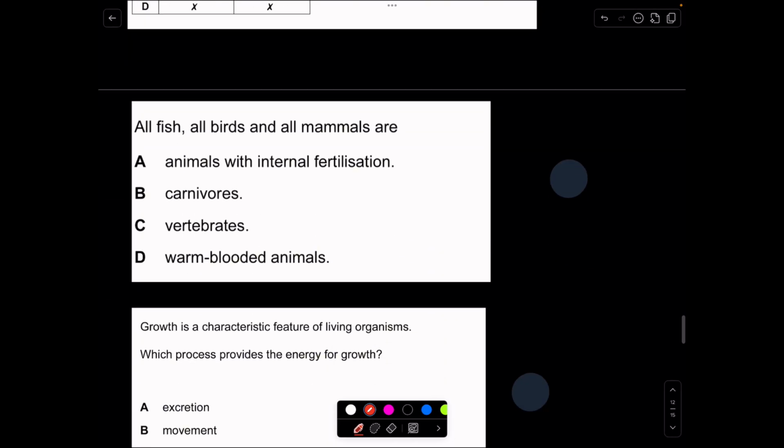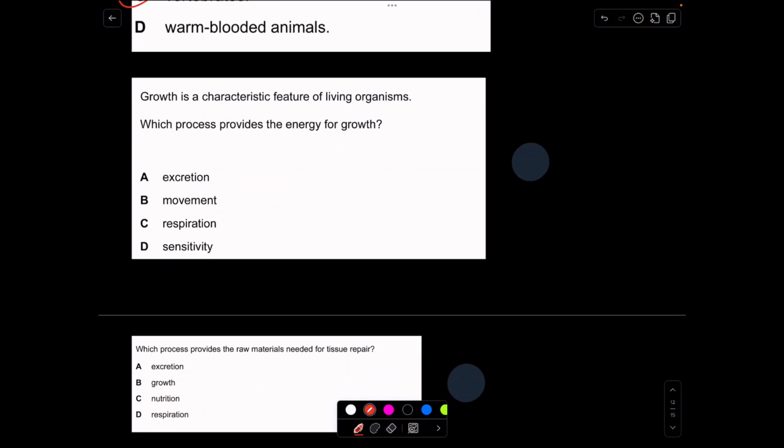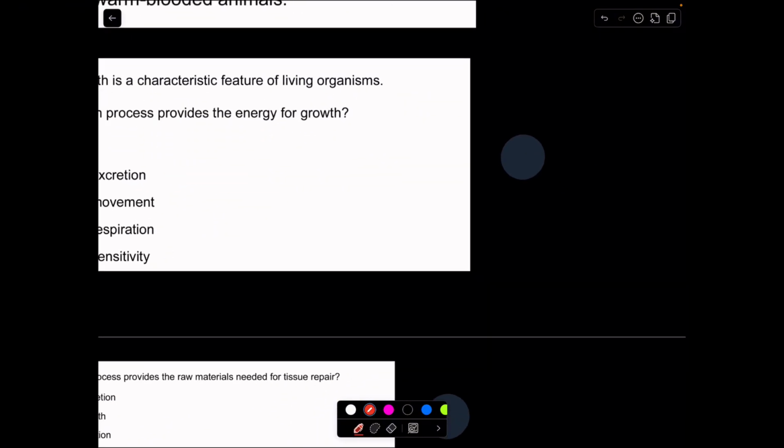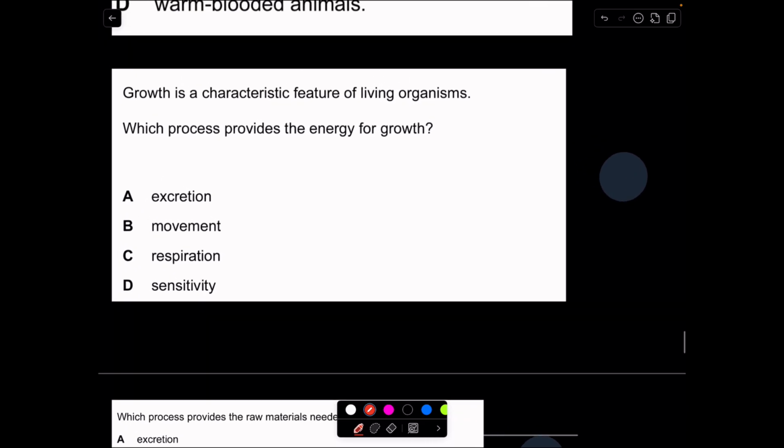Next question. All fish, all birds, and all mammals are carnivores, vertebrates, warm-blooded animals, animals with internal fertilization. Has to be vertebrates, guys. Easy question here. Growth is a characteristic feature of all living organisms. Which process provides the energy for growth? Clearly, energy for growth, okay, will be respiration.